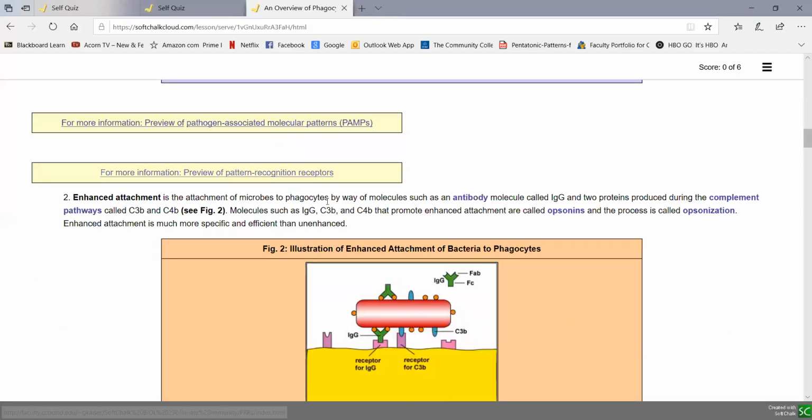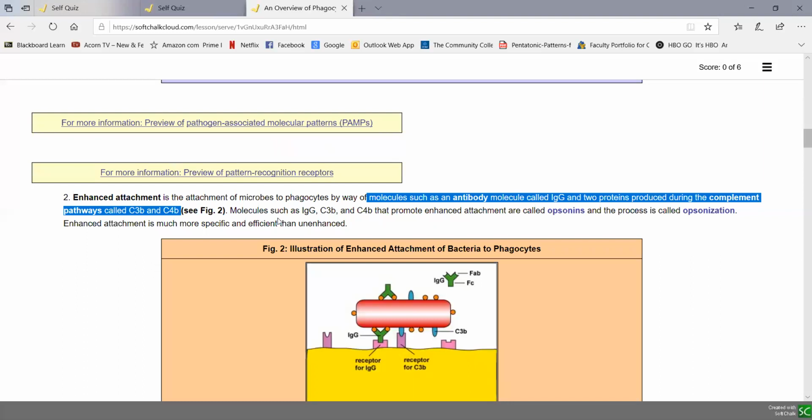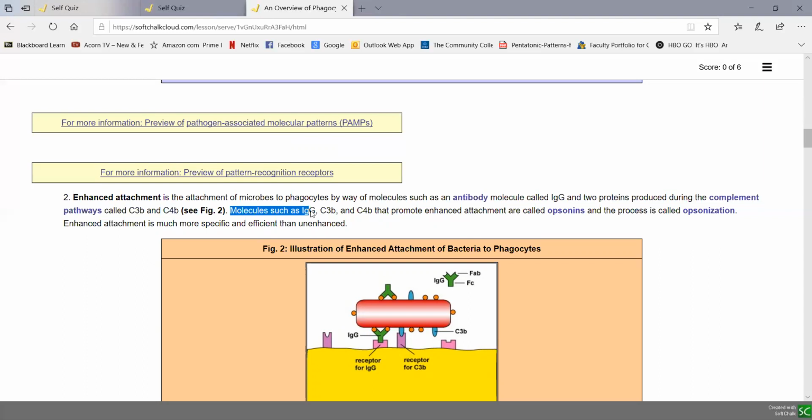On the other hand, enhanced attachment is where molecules like the antibody molecule IgG, or immunoglobulin G, or some proteins produced during the complement pathways like C3b and C4b, will stick organisms to phagocytes. So molecules like immunoglobulin G, C3b, C4b, and others that we'll learn about later on in the course, molecules that promote enhanced attachment, are also called opsonins. And for that reason, the process of enhanced attachment is also known as opsonization. We talked about that quite a bit in Unit 1. And the enhanced attachment or opsonization is more specific and more efficient than unenhanced.